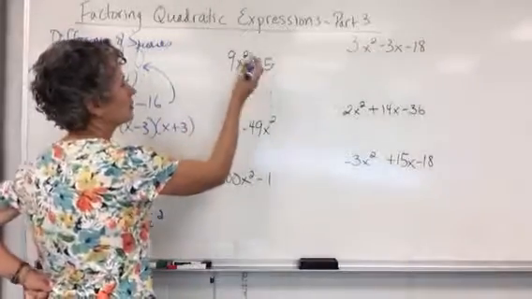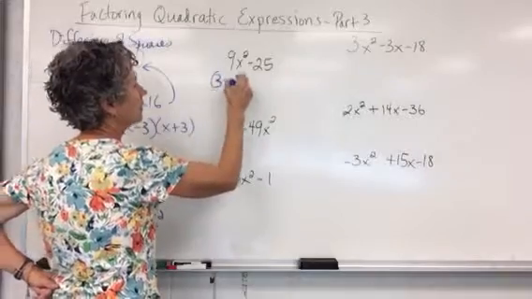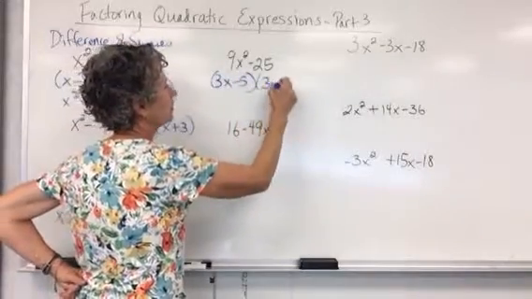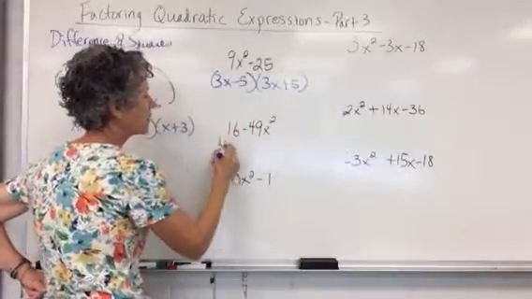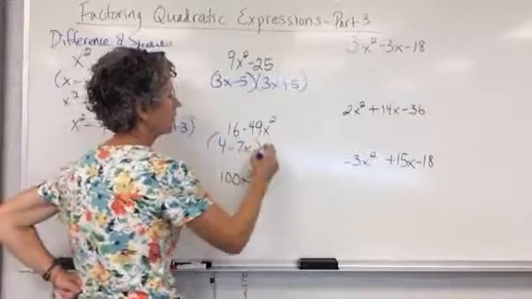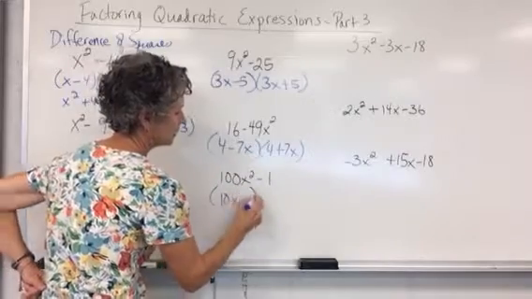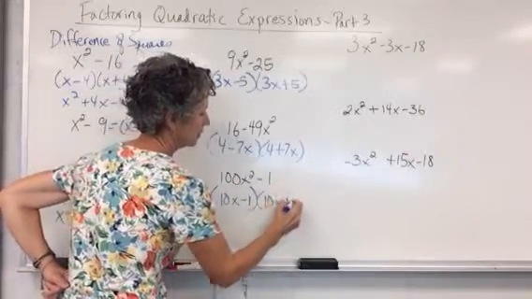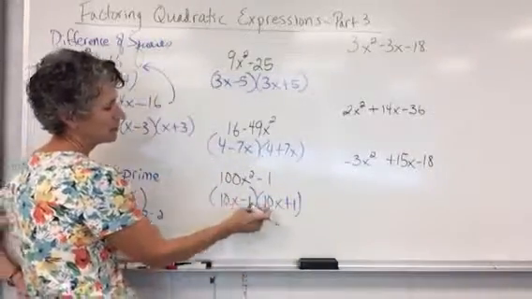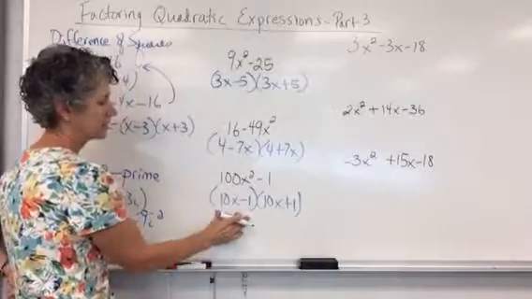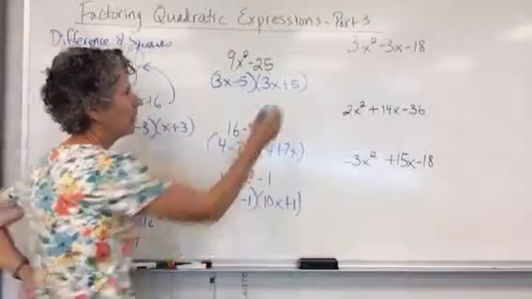So here's another difference of squares, 3x minus 5, 3x plus 5. 4 minus 7x, 4 plus 7x. 10x minus 1, 10x plus 1. And of course, you can always put them in the opposite order. It could be 10x plus 1 times 10x minus 1.